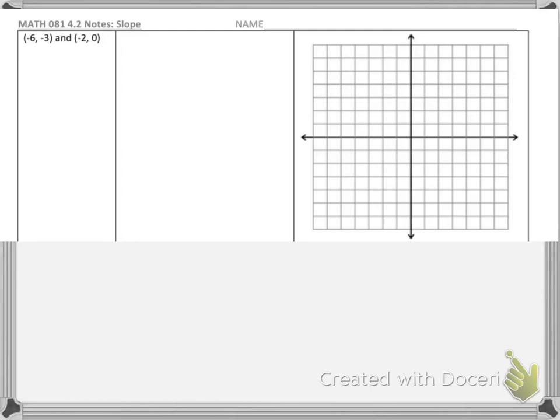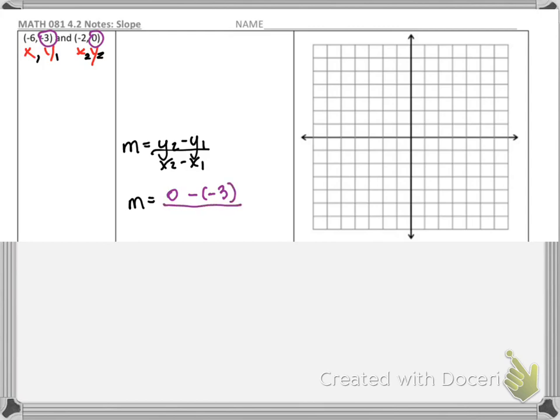Let's do another problem. So again, we're given 2 points. We'll label them x, y, x, y, and then we'll call this point 1, and we'll call this point 2. So remember, our equation is y2 minus y1 over x2 minus x1, and then we can start just plugging values in. So y2 is 0, so then we have 0 minus y1, which is negative 3. Again, be careful with your signs.